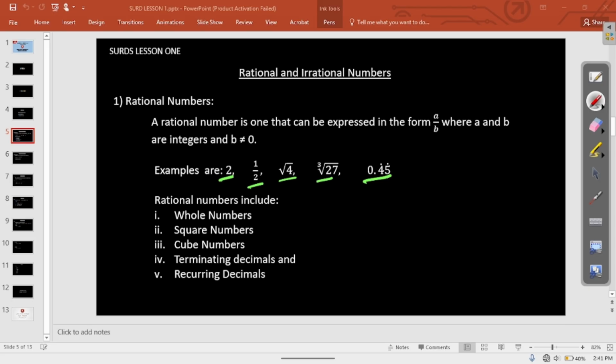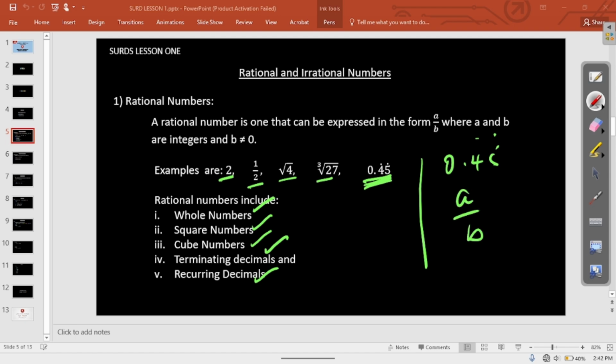So rational numbers include numbers that are odd, square numbers, cube numbers, terminating decimals, and even recurring decimals like 0.45. You would agree with me that a number like 0.45, which is a recurring decimal, can be expressed in the form a over b, such that a is an integer and b is also an integer, and for that reason it qualifies to be called a rational number.